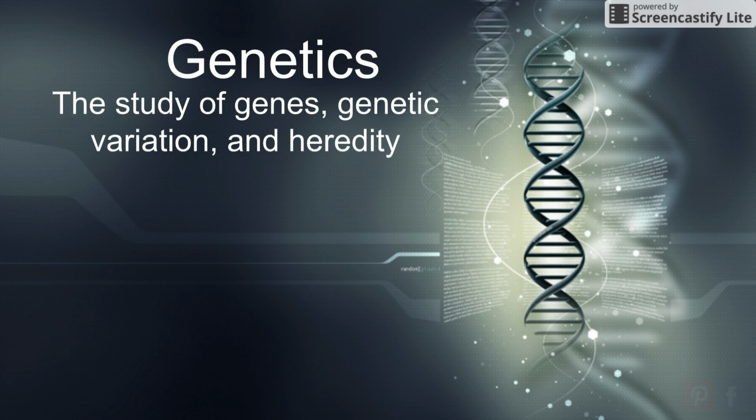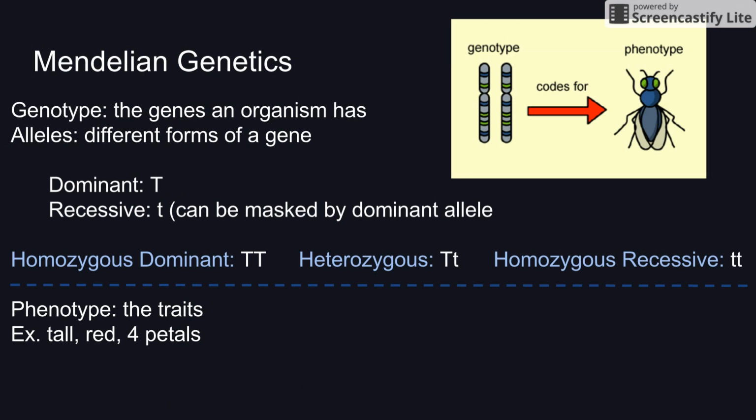Okay, next we have genetics. So this is the study of genes, genetic variation, and heredity. So we started off by talking about just the simple genetics, which is the Mendelian genetics. So remember Gregor Mendel? He was that cool Austrian monk that studied the pea plants. And he gave us a lot of good information about genotypes and phenotypes. And he said that genotypes are just the genes an organism has. And they can come in different forms, and these are called alleles.